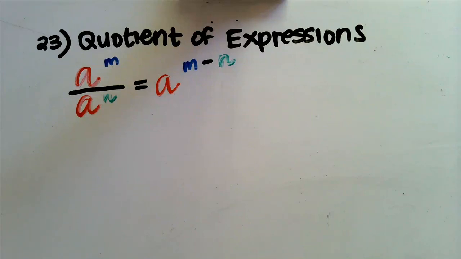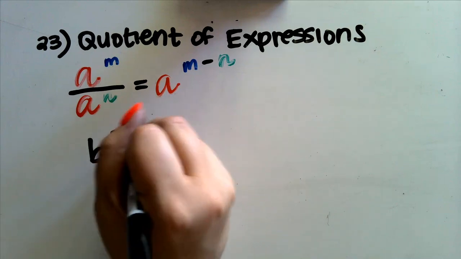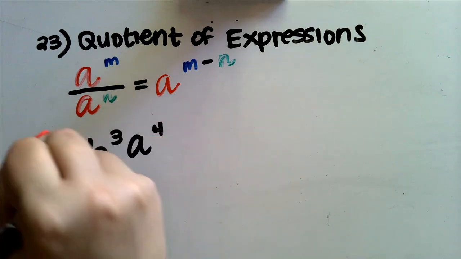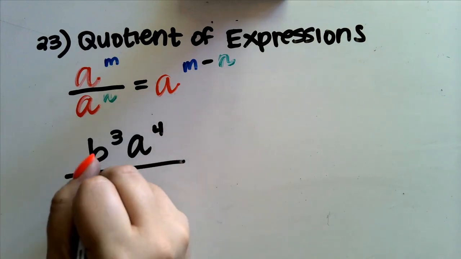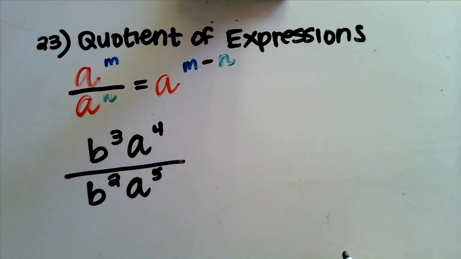Hi guys, today we are continuing to talk about the quotient rule. This time we're going to be using it with expressions. So I'm going to go ahead and write out our first example, b to the third times a to the fourth all over b to the second times a to the fifth.